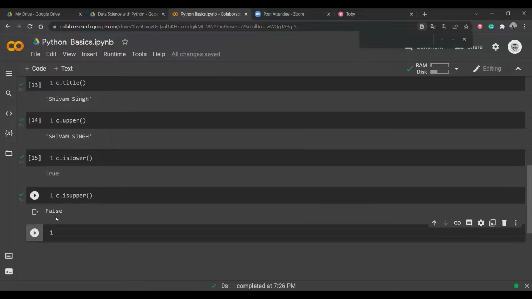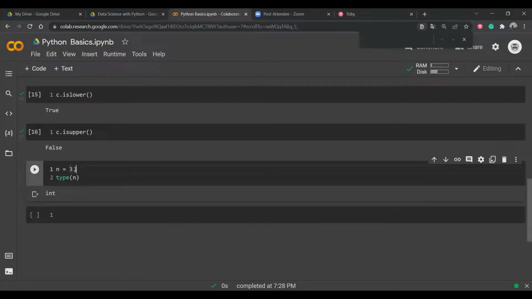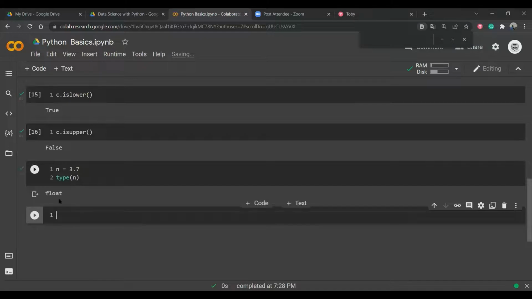I think you know that there is one form of number which is called a complex number. A complex number is always represented in the form of real and imaginary parts. So first let's start with the numbers. Suppose I have n equals 3. Now if I check the type of this n, yes, integer. If I make it 3.7, I think it is able to understand float.